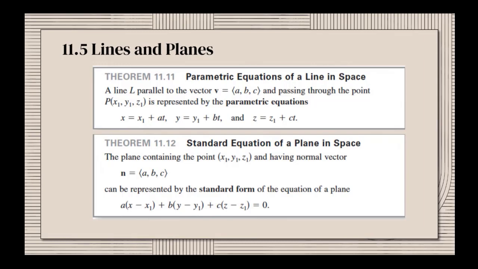And then next we have the equation of a plane. The standard equation of a plane will be in this standard form: a times x minus x1 plus b times y minus y1 plus c times z minus z1 equals 0. The a, b, c coefficients are actually the normal vector components, and that's what you use to denote the plane.